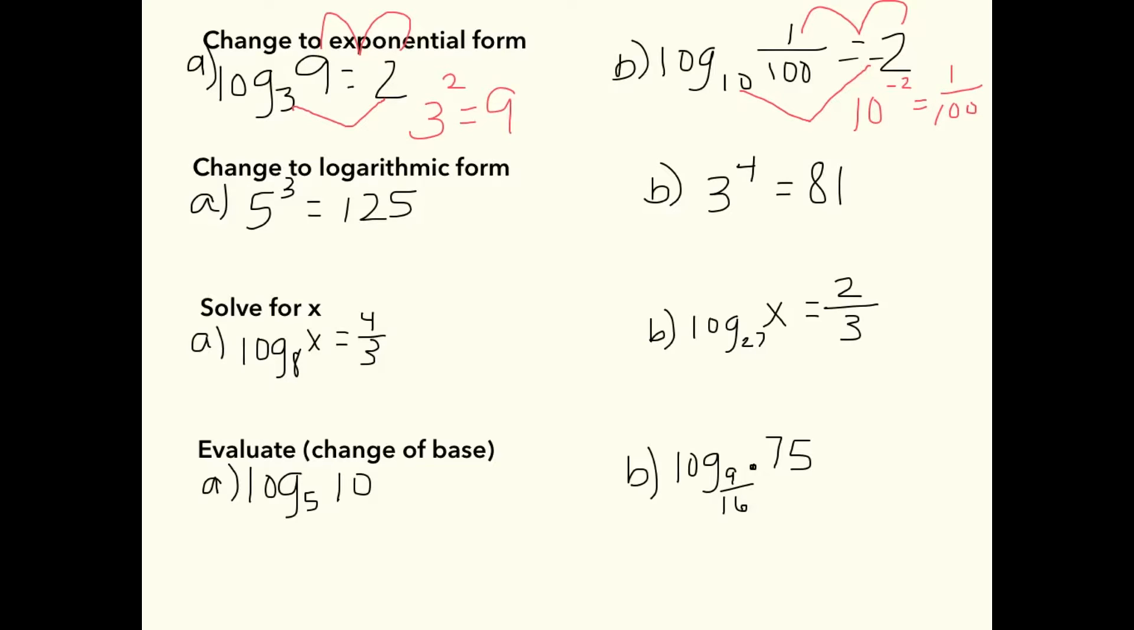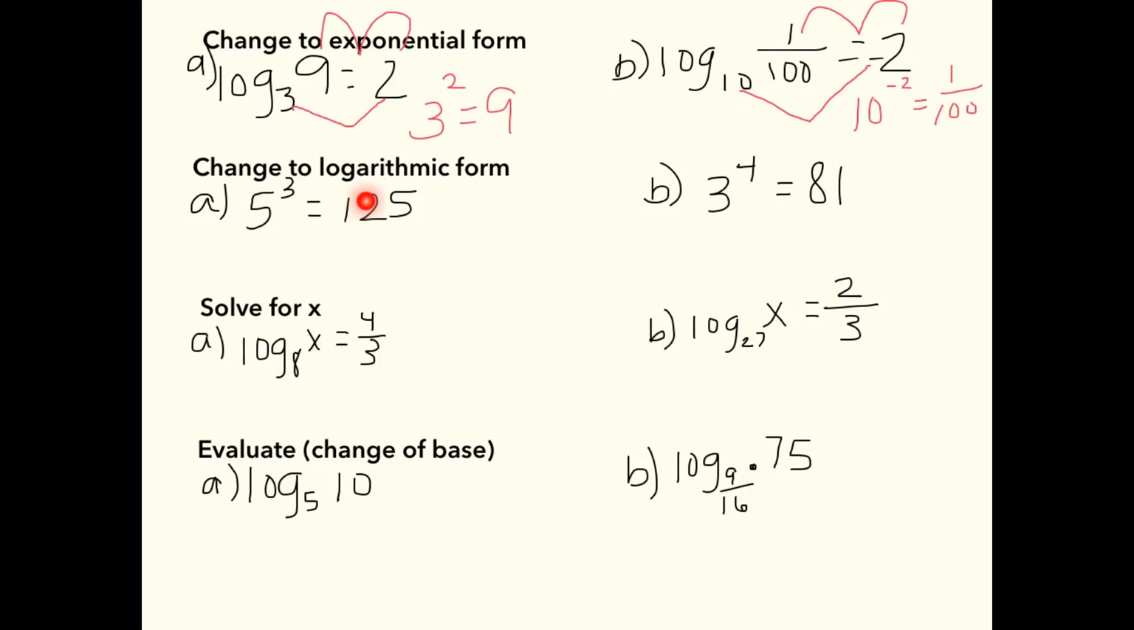Now you try C on your own. When you're done, go ahead and start back over here with us. We want to change to logarithmic form. So now we're starting with this, and we want to go backwards to logarithmic form. So we have our base. Remember, this is the b to the x equals a.